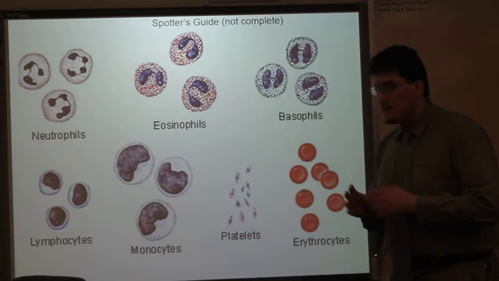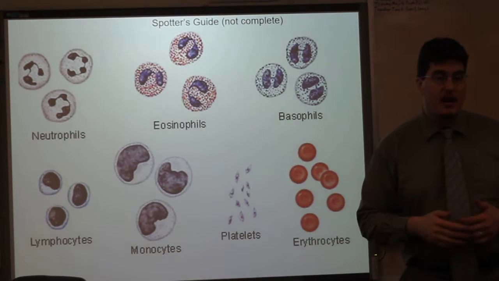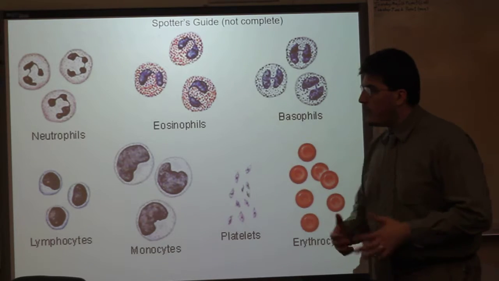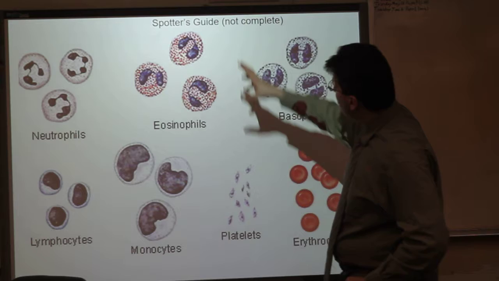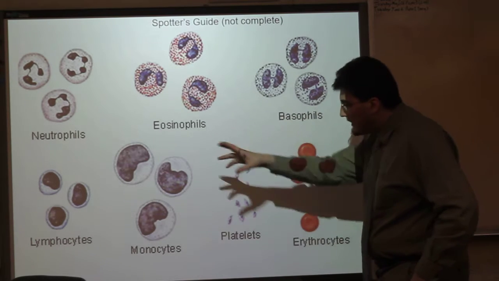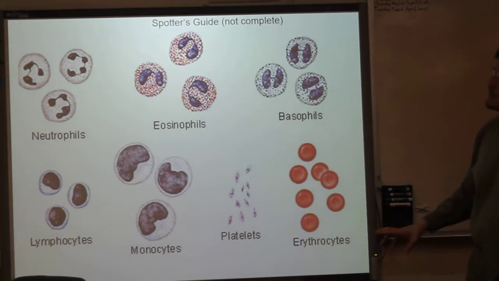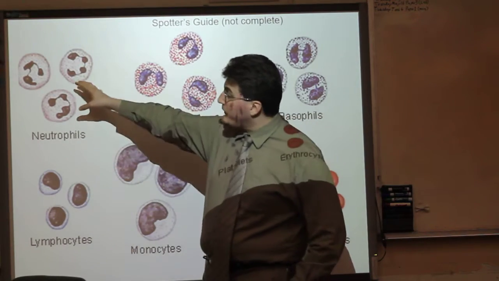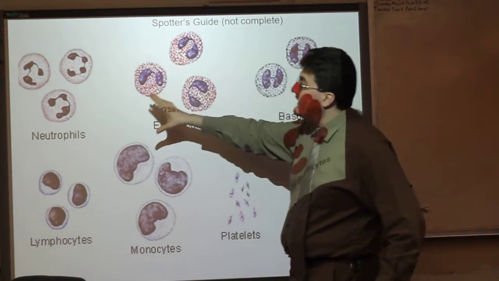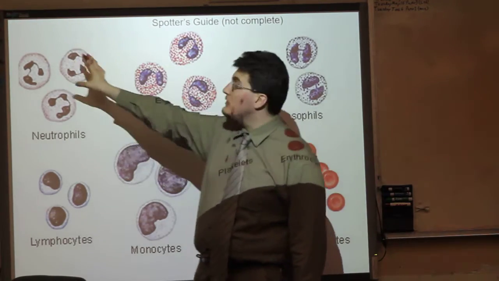So now the important bit is to be able to recognize in pictures which ones are which. So this is your spotter's guide to neutrophils, eosinophils, basophils, lymphocytes, monocytes, platelets, erythrocytes. These are cartoon drawings once again. So your neutrophils, they're going to be large, clear staining with multilobulated nuclei.